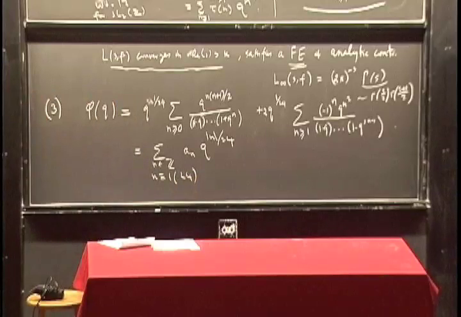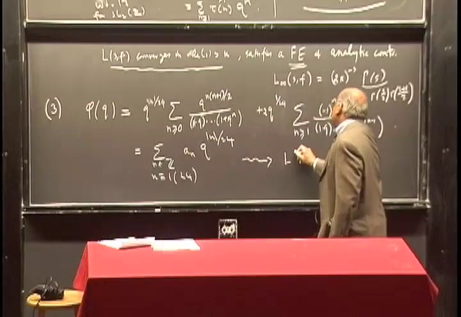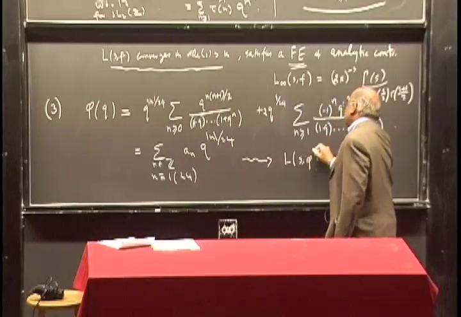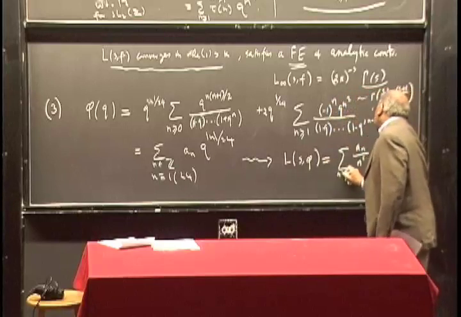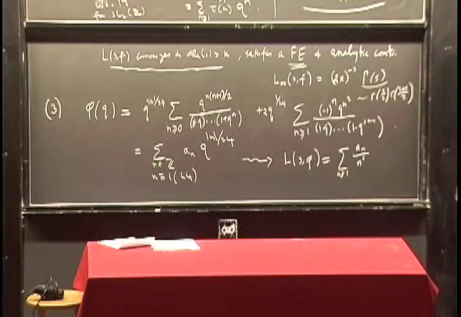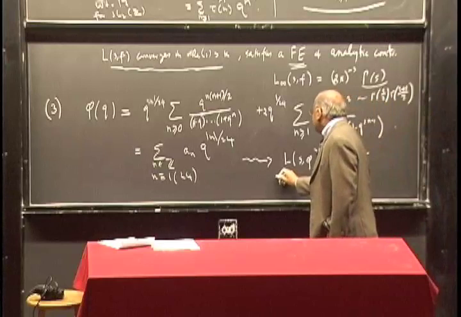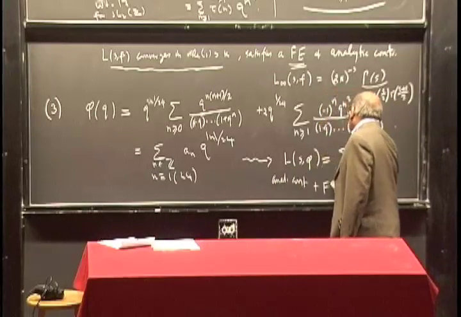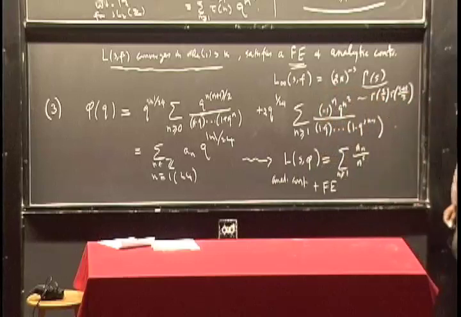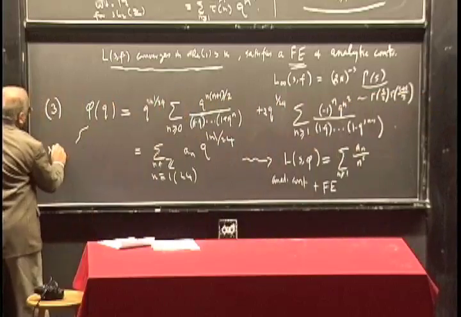If you take this example, you can in fact associate to it an L series, which is like this, a n over n to the s. This has all the nice properties the same as the above. This actually has analytic continuation and functional equation. But it's not a holomorphic modular form.